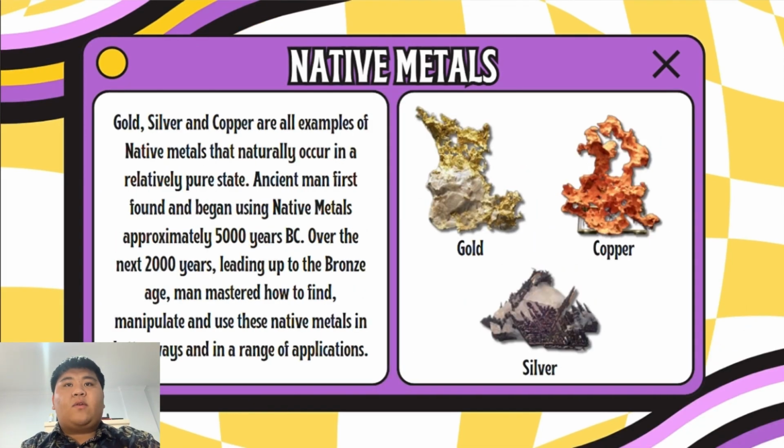Gold, silver, and copper are all examples of native metals that naturally occur in a relatively pure state. Ancient men first found and began using native metals approximately 5000 years BC. Over the next 2000 years, leading up to the Bronze Age, men mastered how to find, manipulate, and use these native metals in better ways and in a range of applications.